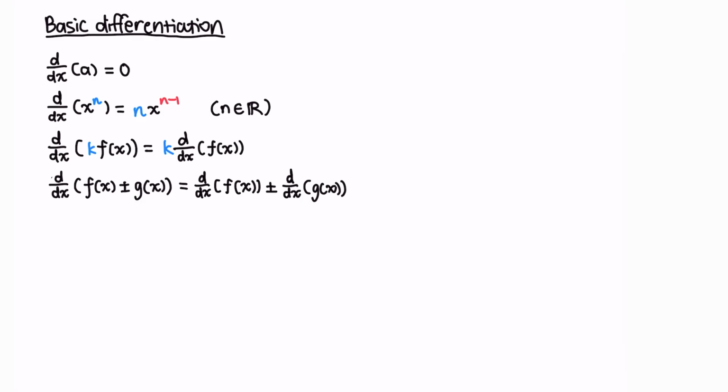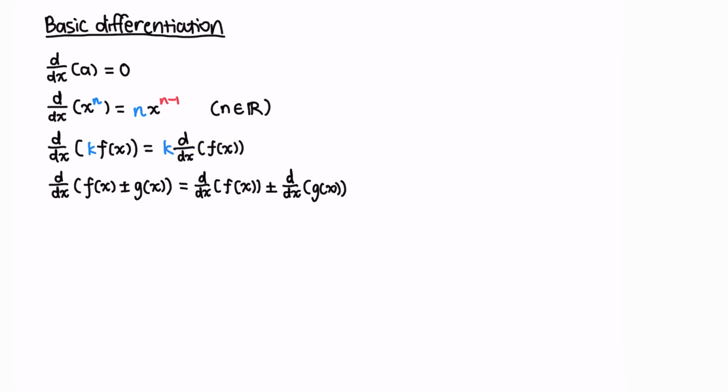I just want to remind you that this n, this power over here, can be any real number. It doesn't just have to be integers or natural numbers. It can be fractions, such as a half, or even negative 1. So beware of that. Next, if you have a constant multiple, let's say you have d over dx of k times f(x), we can actually bring the k outside of the derivative. So we have k d over dx of f(x).